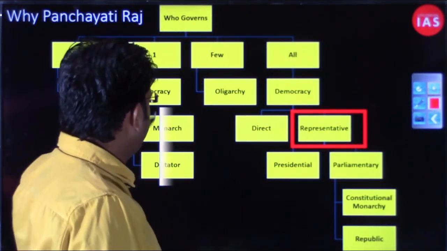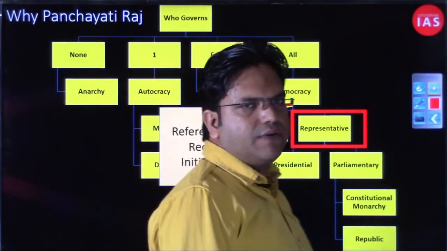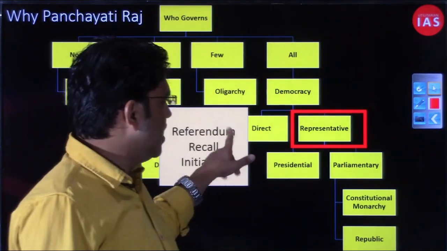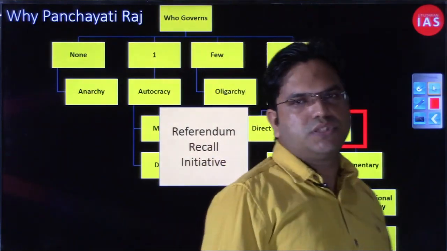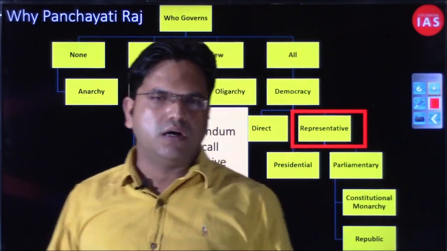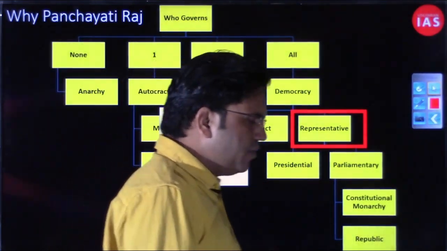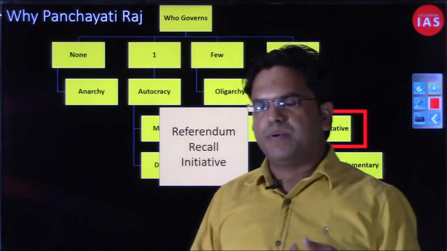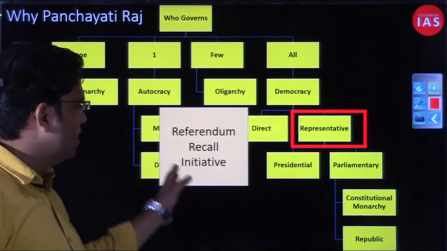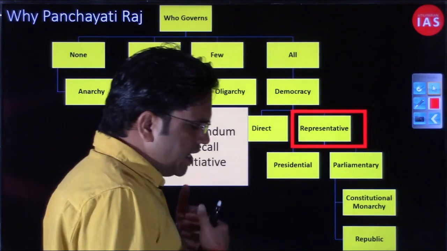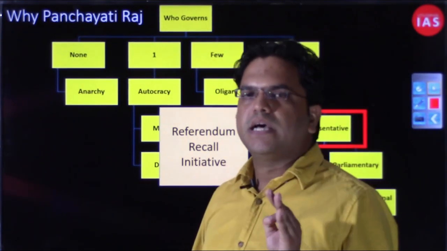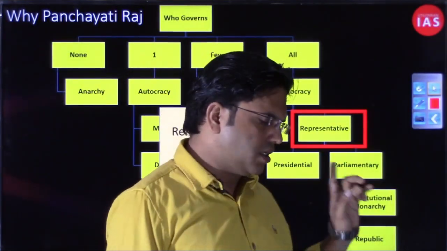We had also discussed the difficulties with direct democracy. You have tools like referendum, recall and initiative. Direct democracy is practiced in Switzerland, but owing to the difficulty of these tools, you cannot have a referendum from 1.35 billion people. You cannot keep recalling your MLAs or members of parliament every second month. We had taken examples of the difficulties with initiative and recall in diverse countries like India or the USA, and why we cannot have direct democracy in huge and diverse countries like these.